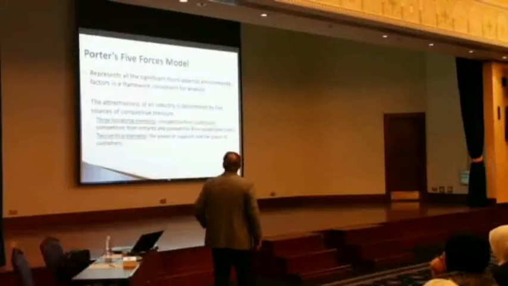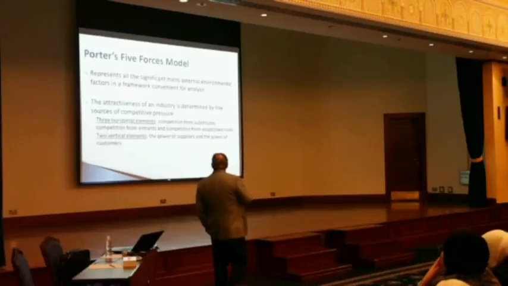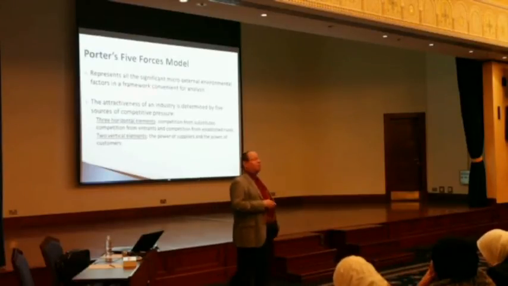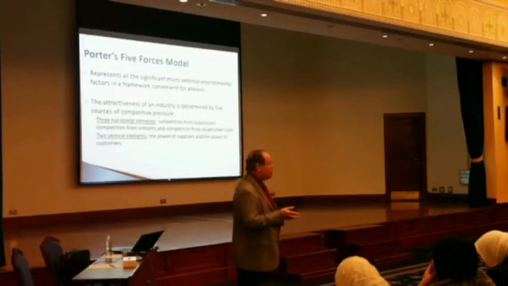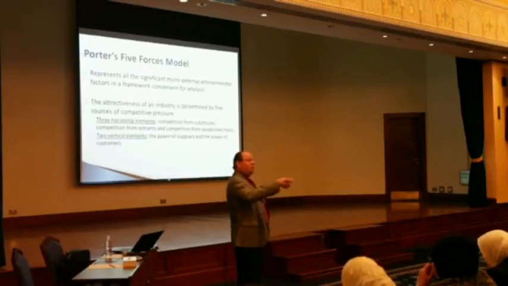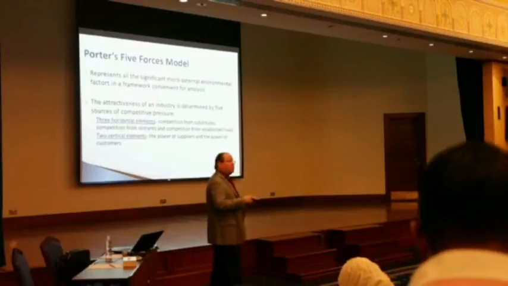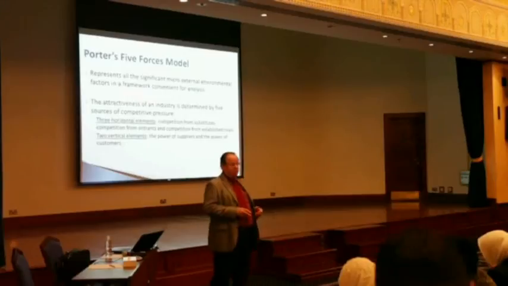So you have 3 horizontal elements in the Porter's 5 force model. You have competition from substitutes, competition from new entrants into the market, and competition from established rivals. So you can pick any industry, any sector of industry. You have people that manufacture substitutes to what you make. You have people trying to enter that market to compete with you, and then you have the people that are already competing with you, okay?